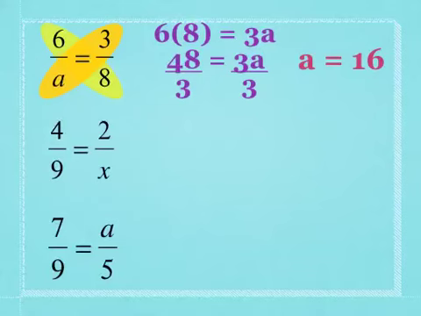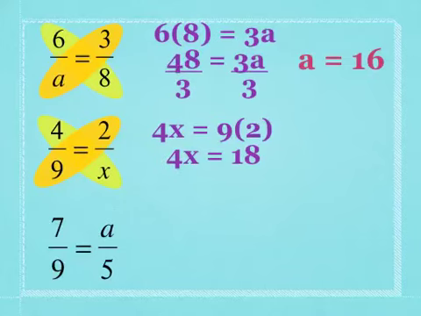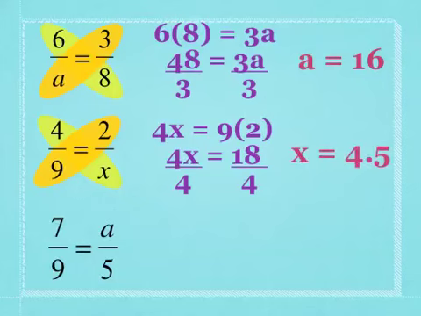The next example, when I cross multiply, I'm going to have 4 times x. I'm going to set it equal to 9 times 2. Go ahead and multiply. 9 times 2 is 18, so I have 4x equals 18. To solve for x, I need to divide by 4 on both sides. And when I divide by 4 on both sides, I'm left with x equals 4.5.